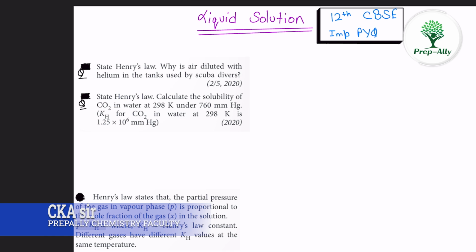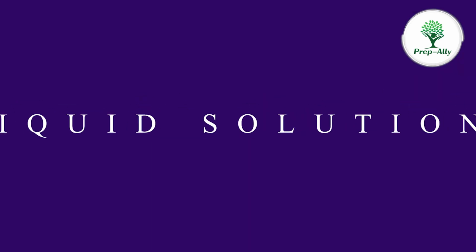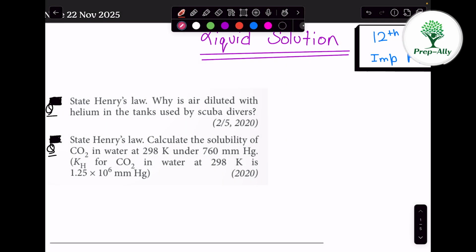We will discuss a few important questions from liquid solutions one by one, which are based on the CBSE board. State Henry's law. Why is air diluted with helium in the tanks used by scuba divers? So first of all, we need to know this about Henry's law. What is the exact statement we need to write?